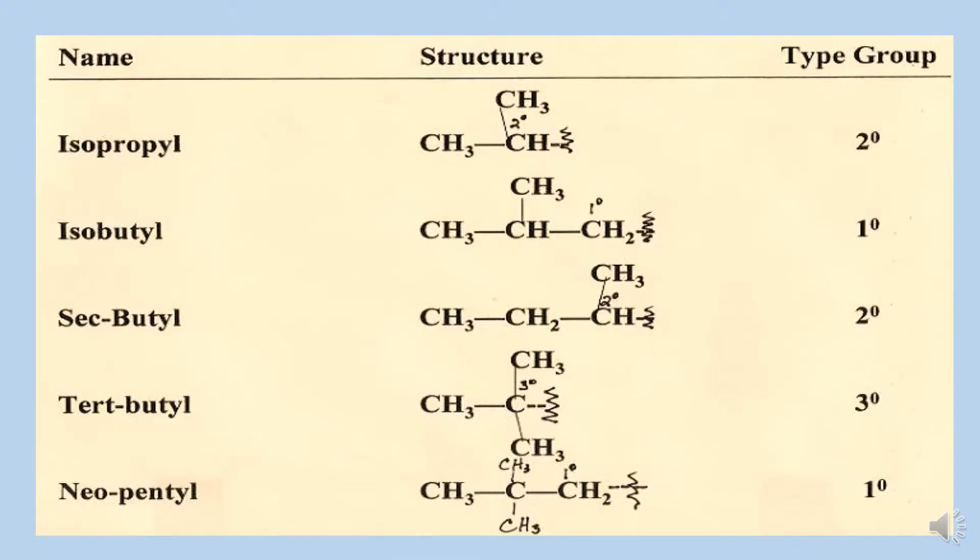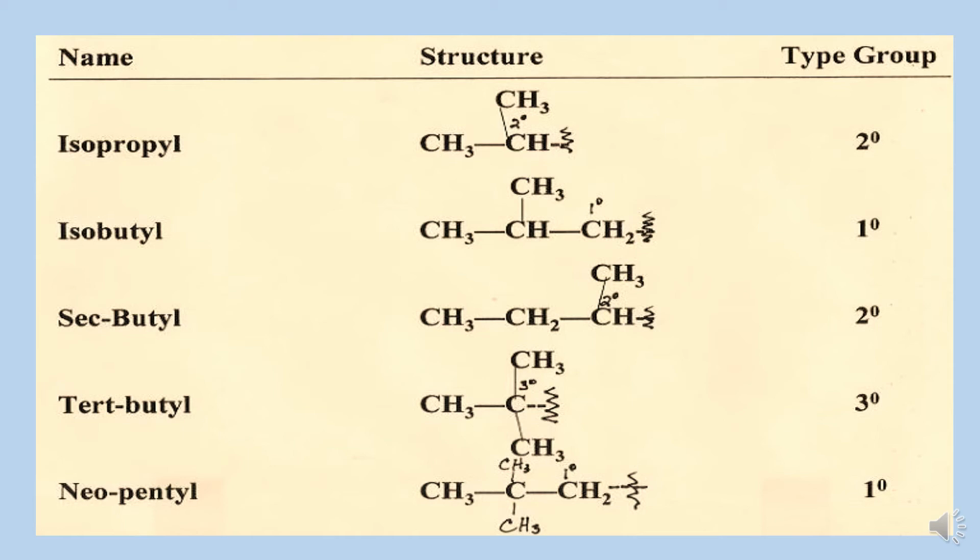Let us see how these groups differ in the further substitution of carbon. For example, you can see the isopropyl group is attached to the parent chain with a 2-degree carbon. So this group is also said to be a 2-degree group. The isobutyl group is attached to the main chain with the help of one CH2 group.